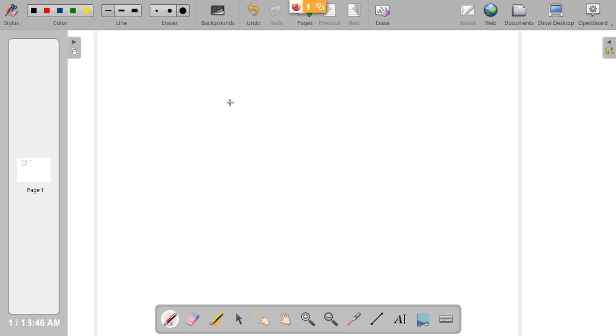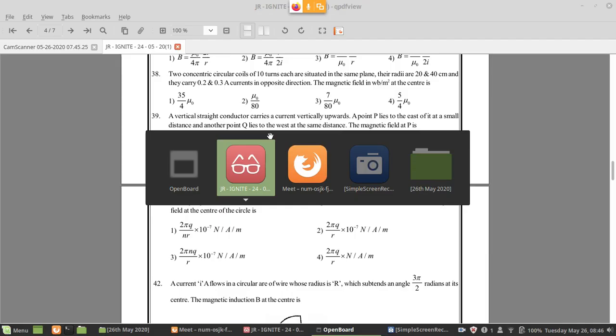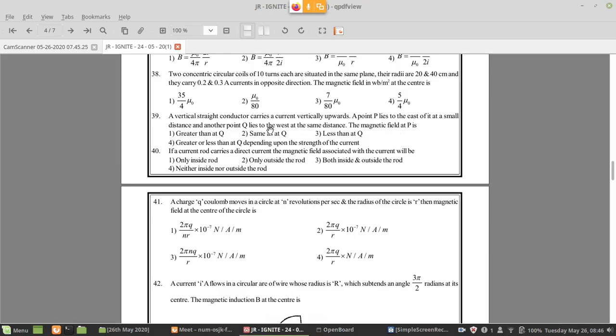So there is a vertical conductor. It is carrying a current I. Let us say this is pointing towards the northern direction. Now to the east and west at equal distance, what is the magnetic field they are asking? The magnetic field will be the same, only the direction is different. One is going into the board, the other one is coming out of the board. But the magnitude is the same. So the answer is same as at Q. Second choice is the answer.